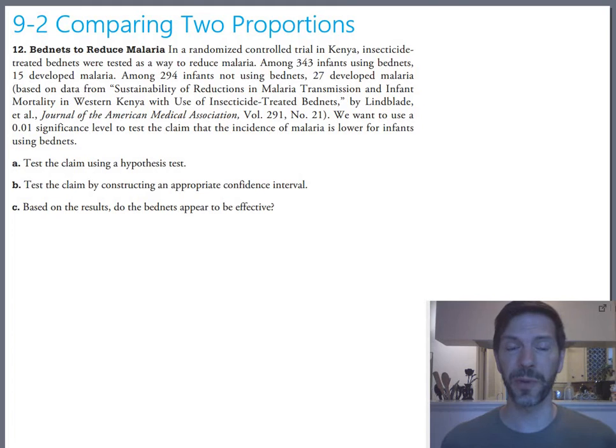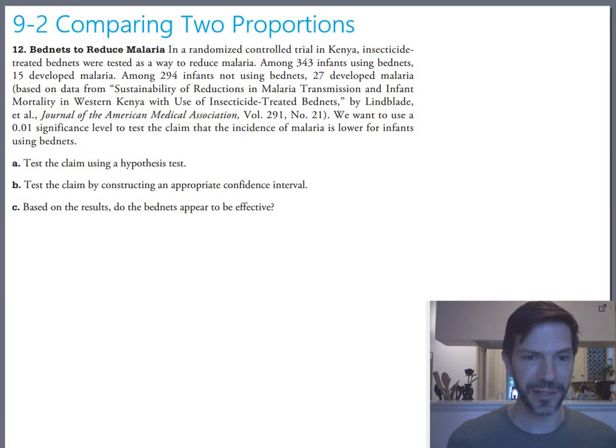Okay, so this is number 12 from the homework, and it's got a randomized controlled trial for bed nets to reduce malaria, which is a huge problem in the developing world. Eventually they want us to test the claim. So I always like to start by figuring that out. Eventually they want us to test the claim that the malaria rate's lower with the bed nets, which makes sense.